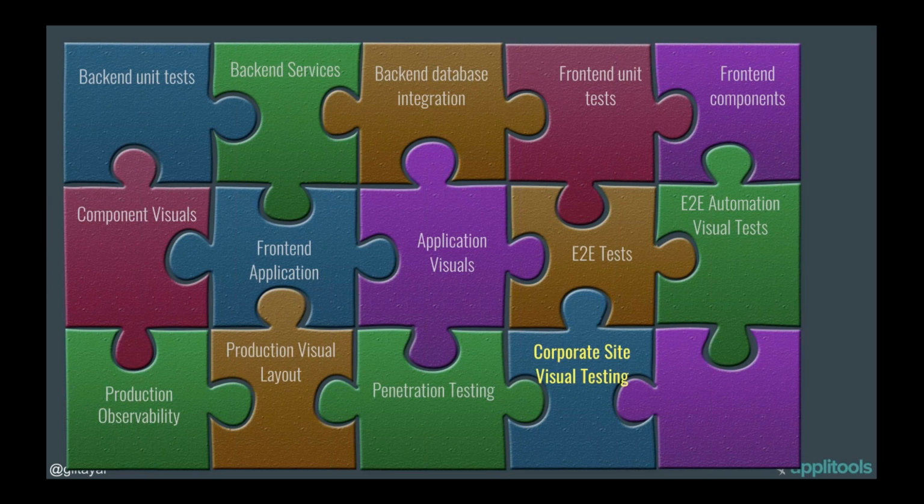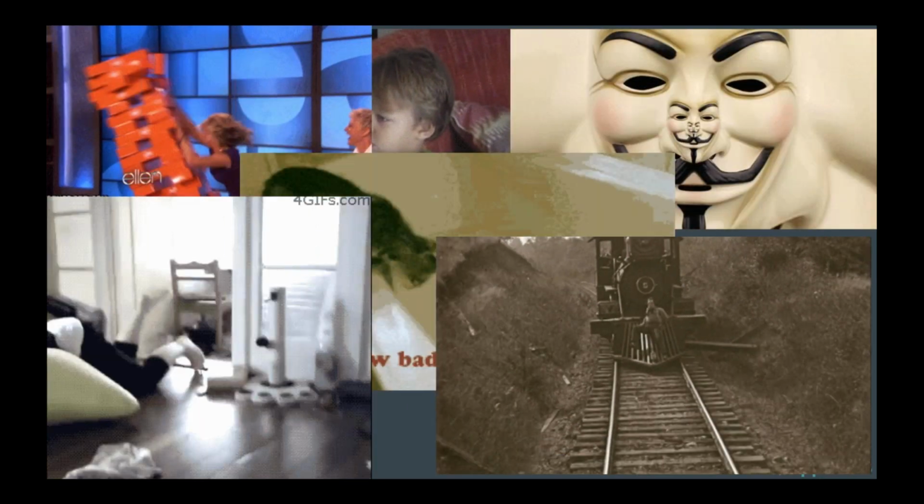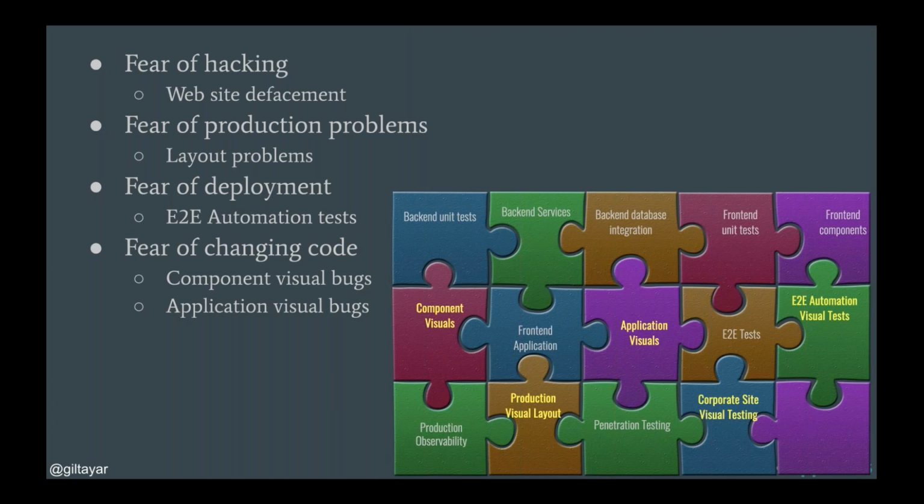And there we go. We've solved the missing pieces of the puzzle in all their various facets: fear of hacking, fear of production problems, fear of deployment, and fear of changing code. You can see that all the time there were missing pieces to that puzzle: component visuals, application visuals, end-to-end visuals, production problems with data visuals, and corporate site defacing visuals. Now we have solutions that enable us to solve that problem in a good way. So yay to visual testing.